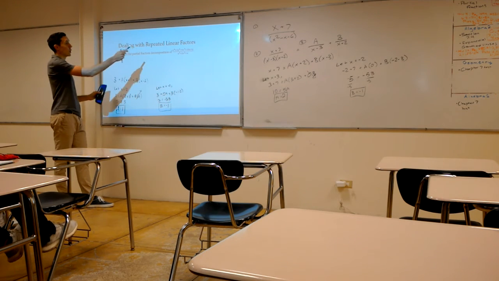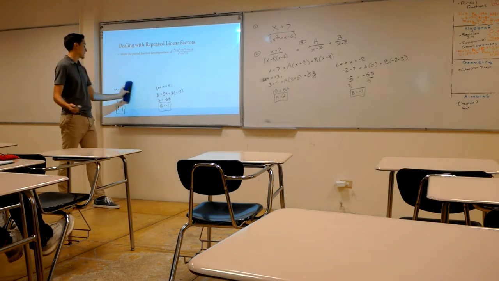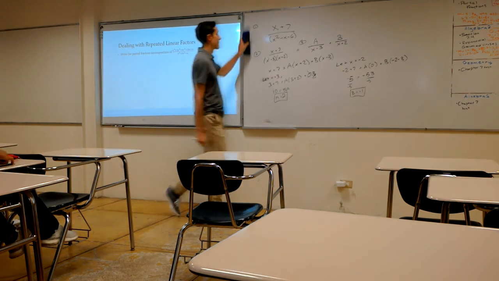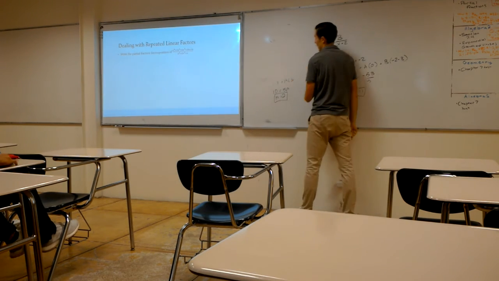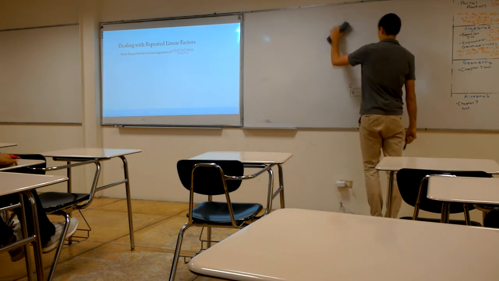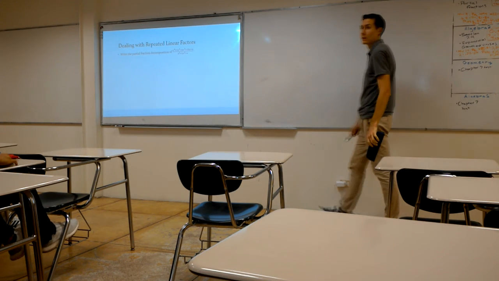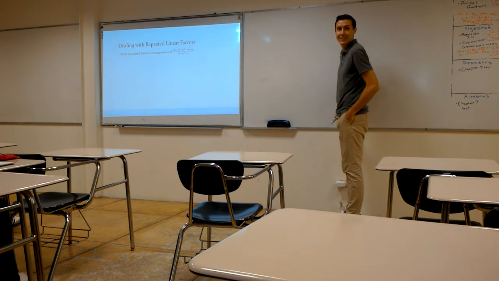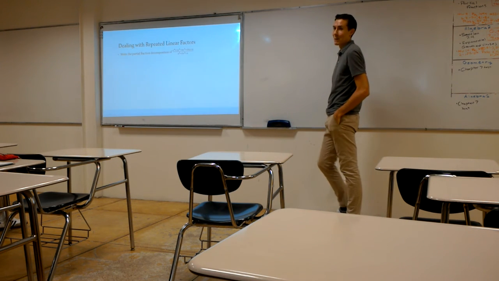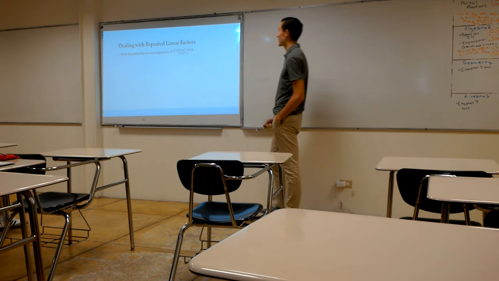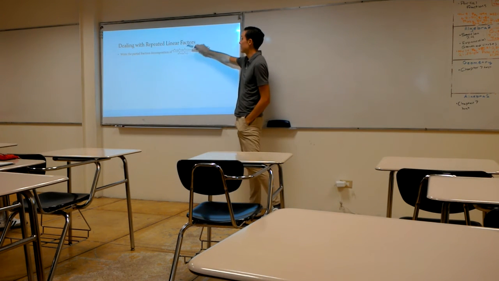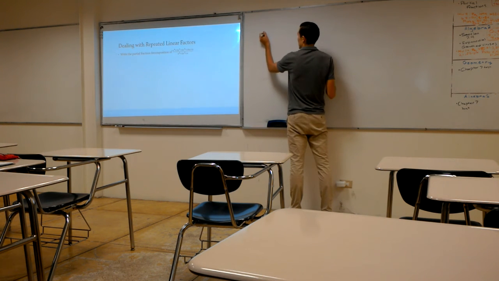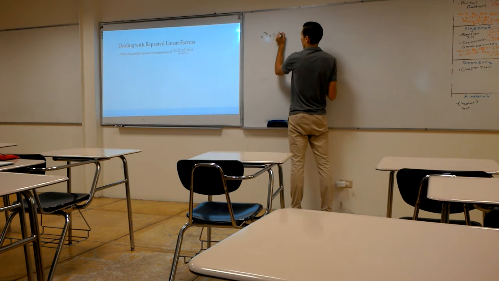Alright, so, first question, is the degree at the top less than the bottom? No. What do we do? Long division. It does not say no solution. So we take this and divide it by this. Alright, so it's kind of a long division.